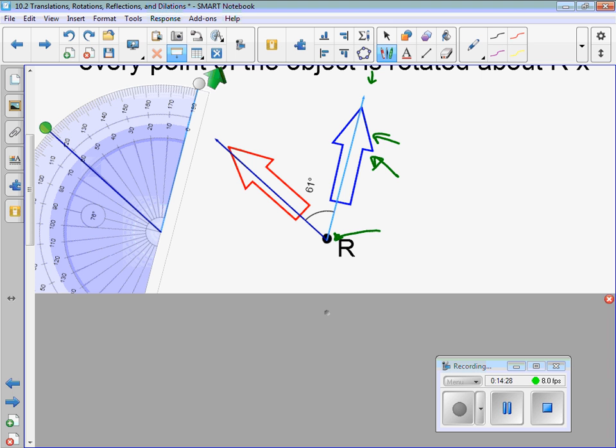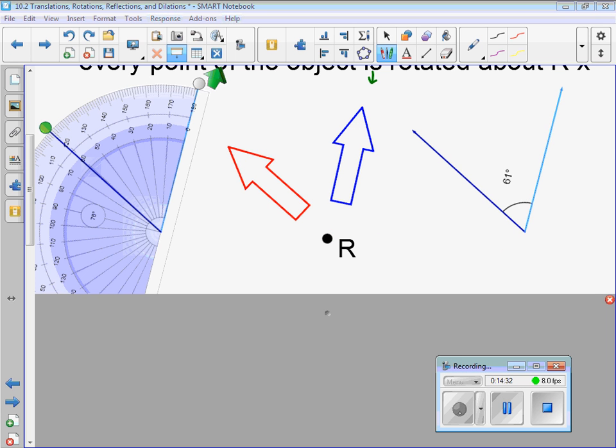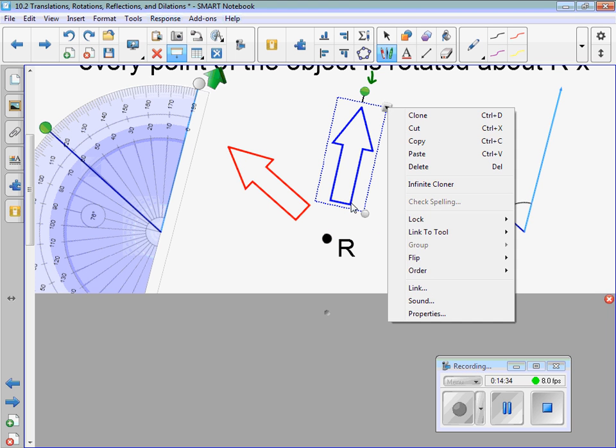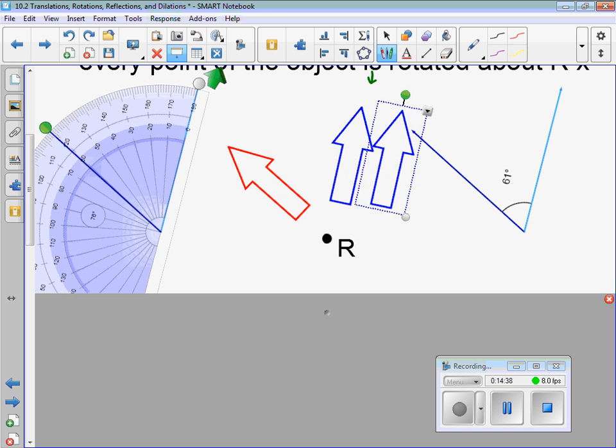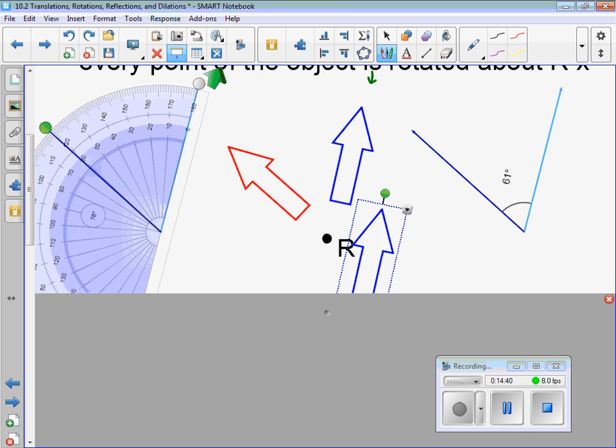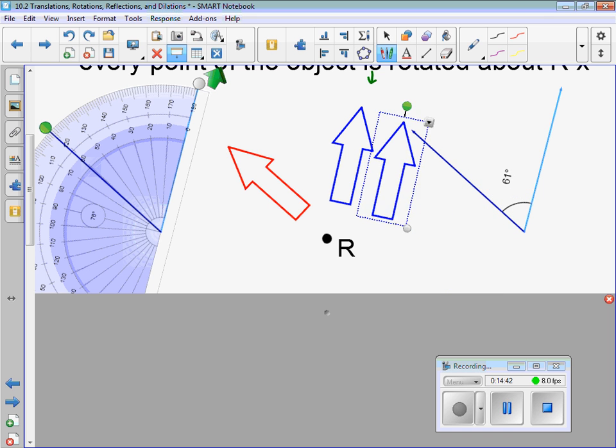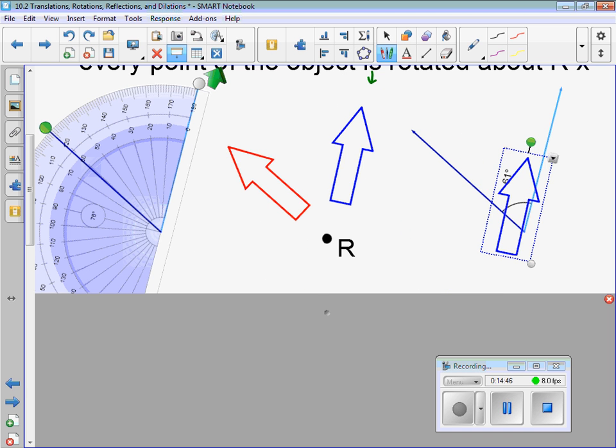Notice that it looks completely different than, say, a translation. A translation, remember, is when you take it and slide it around. It keeps the same orientation. It's pointing in the same direction. You can tell a rotation by the fact that it's pointing in a different direction.